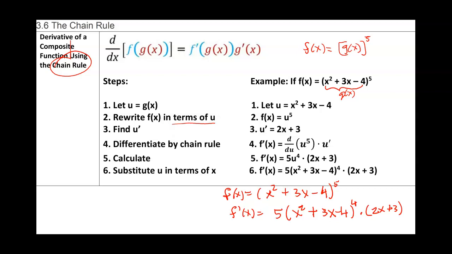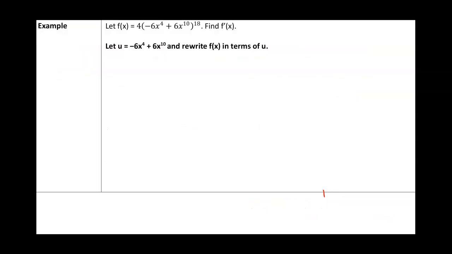This is the shortcut. This u substitution method is kind of the longer way, but it's more step by step. So let's do this one two different ways. Let's first do it using u substitution, and then I'll do the same thing without u substitution. So we have f of x equals 4 times negative 6x to the fourth plus 6x to the 10th, all to the 18th. This here is the inner function, so we're going to let that be u. So u is equal to negative 6x to the fourth plus 6x to the 10th. So I'm going to rewrite this as 4, and then this whole thing is u. So I'm going to rewrite that as 4u to the 18th.